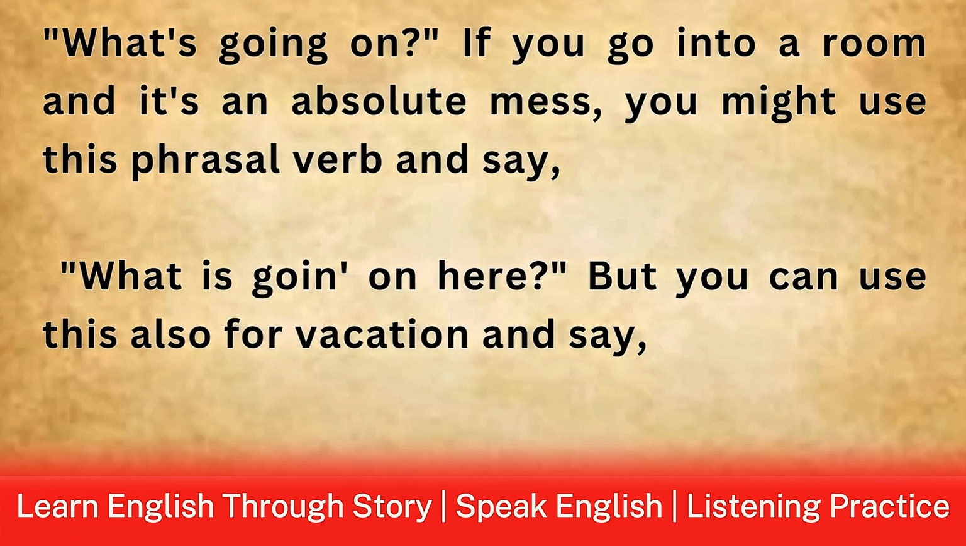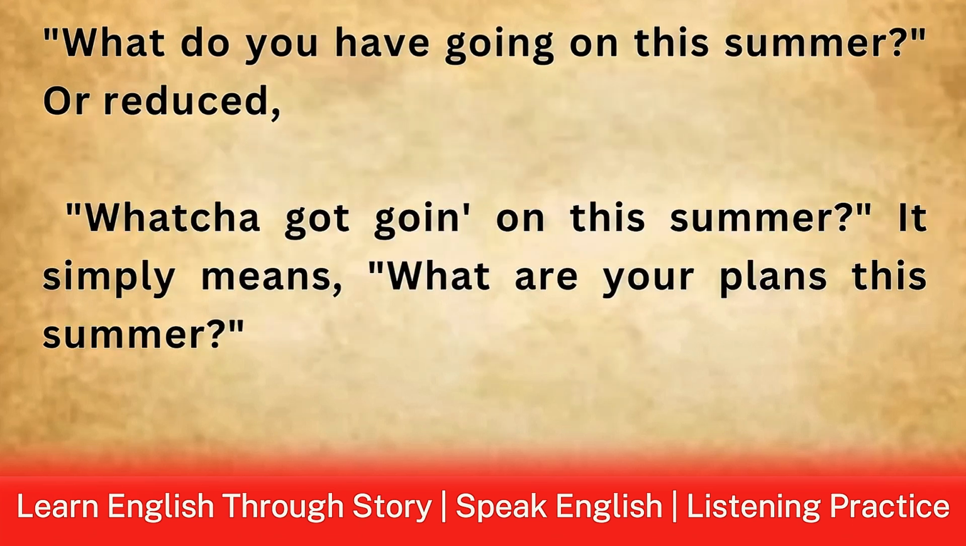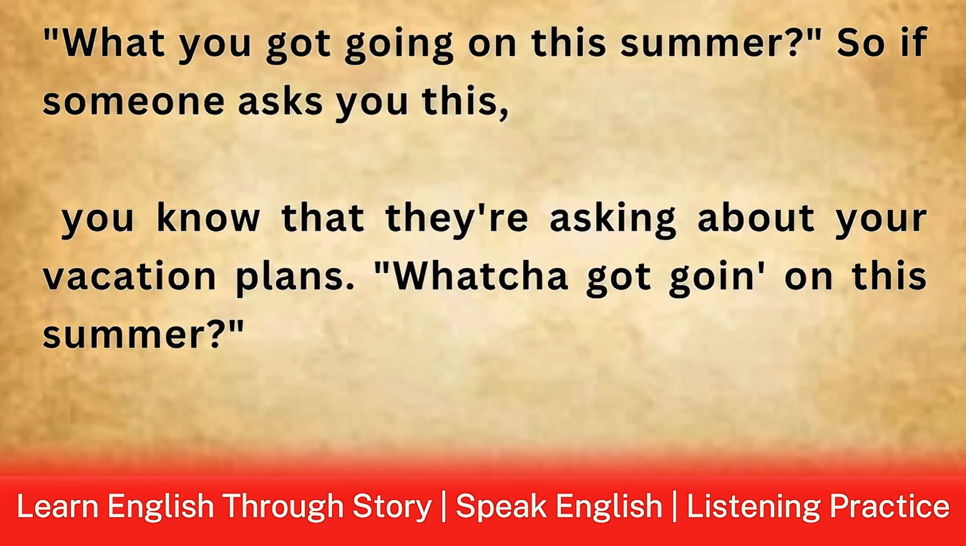If you go into a room and it's an absolute mess, you might use this phrasal verb and say, what is going on here? But you can use this also for vacation and say, what do you have going on this summer? Or reduced, what you got going on this summer? It simply means, what are your plans this summer? So if someone asks you this, you know that they're asking about your vacation plans.